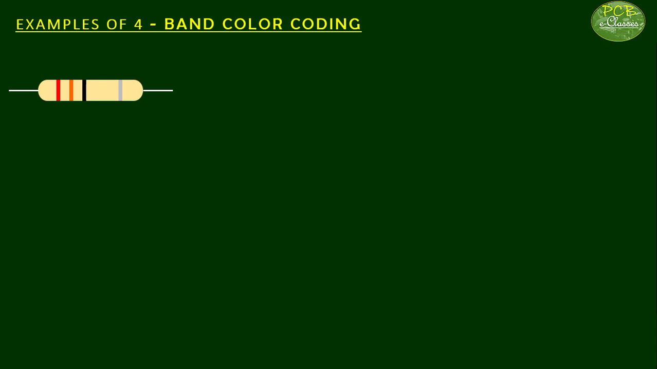First one. How many color codes? 4 color codes. The first one is red, second one is orange, third one is black. Tolerance band we will discuss later on; for the time being, you forget about the tolerance band. A, B, C. First one will be the red. What is the code of the red? Red color code is 2.